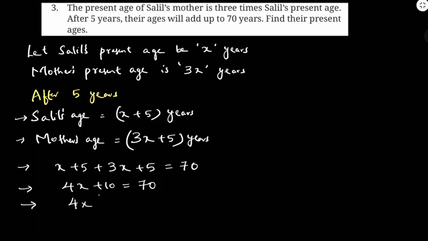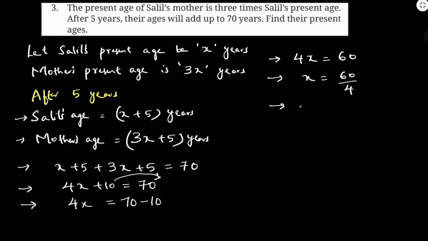4x equals 70 minus 10, because plus 10 if you transpose, minus 10. So the next step is, 4x equals 70 minus 10, 60. x equals 60 upon 4. 4 times 1, 4 times 5. So x is 15.